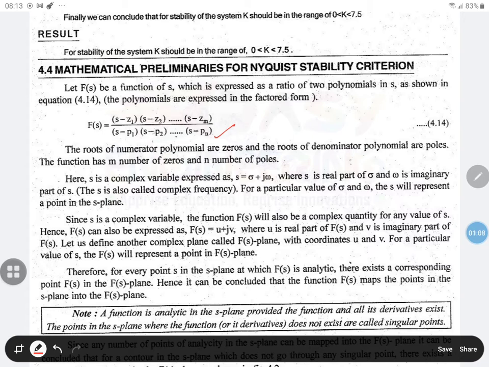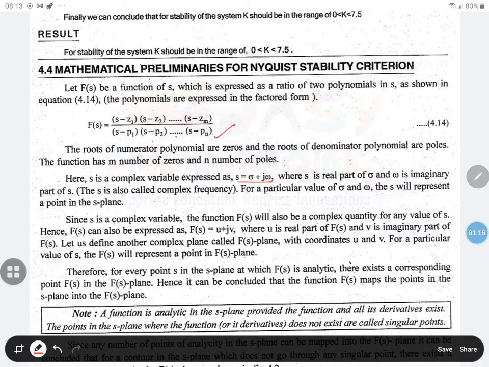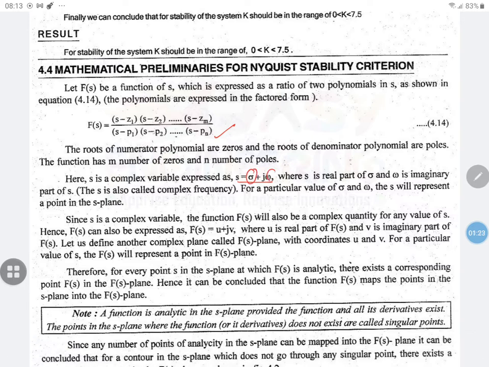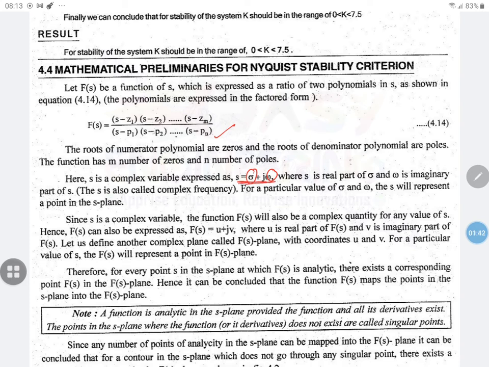As we know, s is equal to sigma plus j omega. This we have seen in earlier classes. So the real part is sigma and the imaginary part is omega. Please note this: s is equal to sigma plus j omega, which is in the s domain.